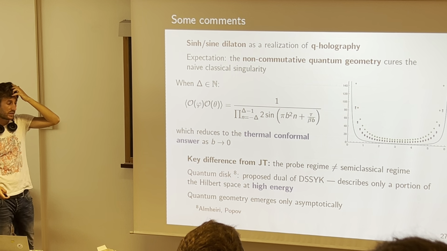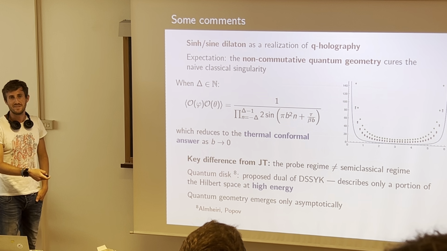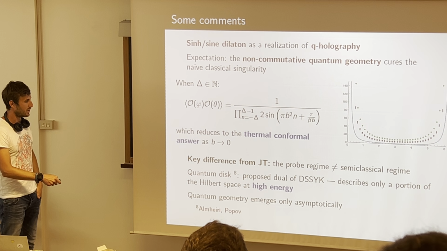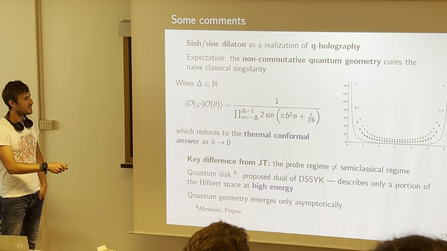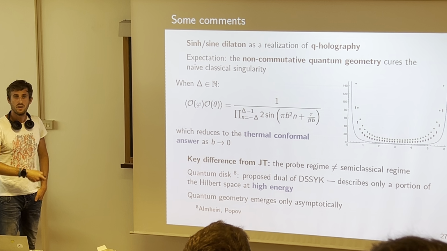There's been a proposal, for instance, by Almheiri and Popov, that this non-commutative geometry, what they called the quantum disk, is the dual to the full double-scaled SYK. But in some sense, this computation shows that no, it cannot be. So we indeed find this regime, but just asymptotically. It's not the full regime.